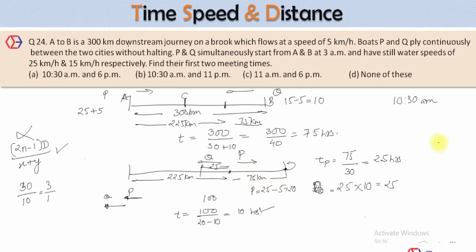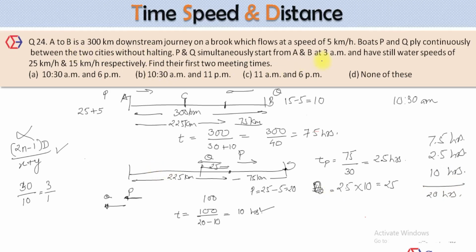They took how many hours to meet for the first time? 7.5 hours. After that, p traveled for how many more hours? 2.5 hours. After that, he needs how many more hours? 10 hours. So effectively, after 20 hours, they'll meet for the second time. 20 hours should be added in which time?